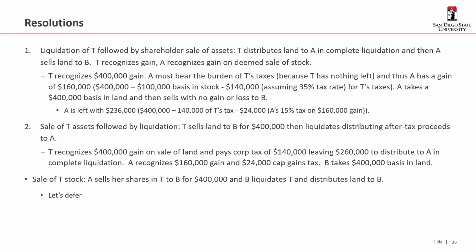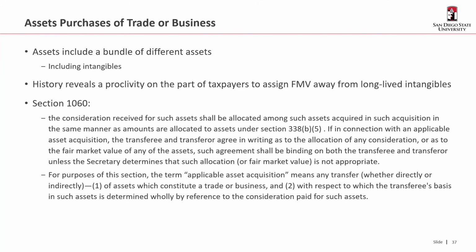Now, this third option where A sells her shares in T to B for $400,000, then B liquidates T and distributes the land to B, we're going to defer that for a second because we need to walk through a little bit more of an understanding of asset purchases. Then we're going to loop back around to this.